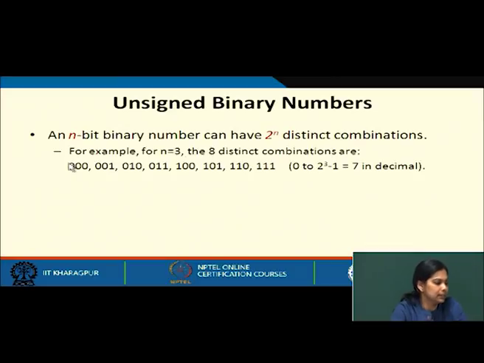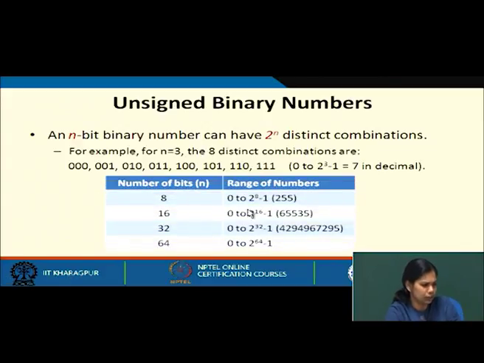The first is 0 0 0, next is 0 0 1, 0 1 0, 0 1 1 and so on till 7. So it is represented from 0 to 2 to the power n minus 1; here it is 2 to the power 3 minus 1, that is 7. Similarly, for an 8-bit number it will be 0 to 2 to the power 8 minus 1, that is 0 to 255. For a 16-bit number it is 0 to 2 to the power 16 minus 1, and so on for 32-bit and 64-bit.